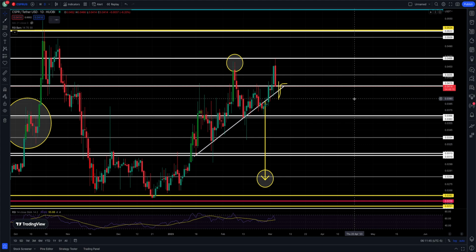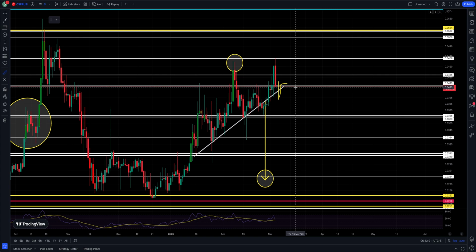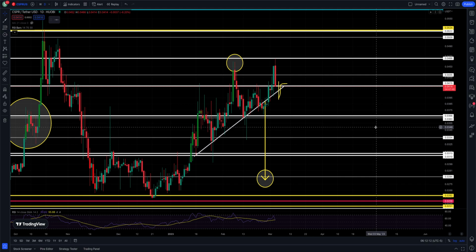It would be good to see not a full retrace of yesterday's candle, which would take us down to a low of 39.7397. That would be another, call it 4 to 5% lower if we did a full retrace. That would actually be quite bearish.